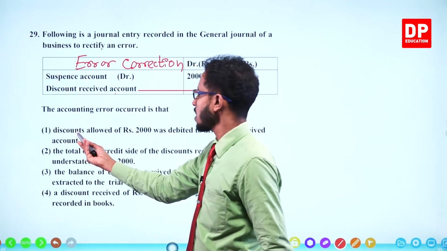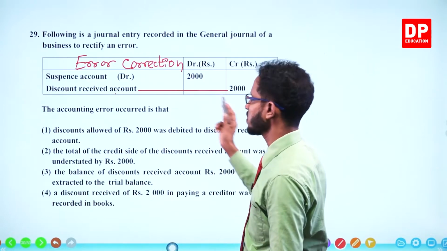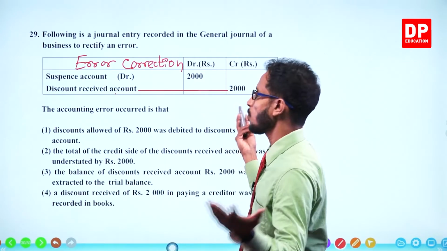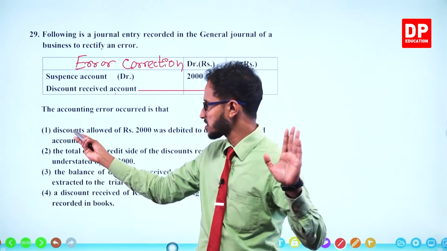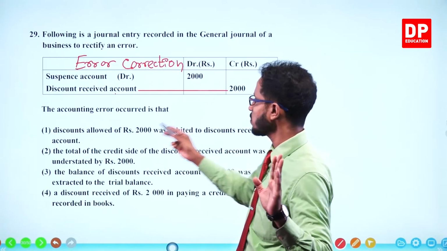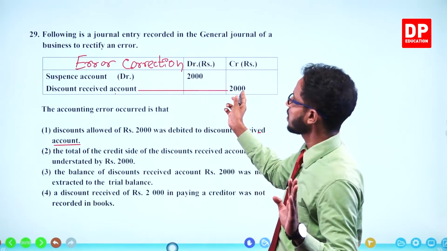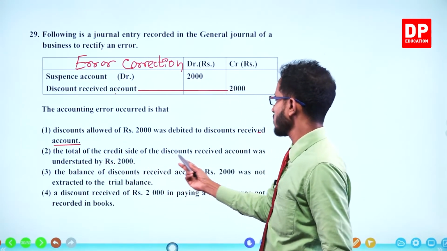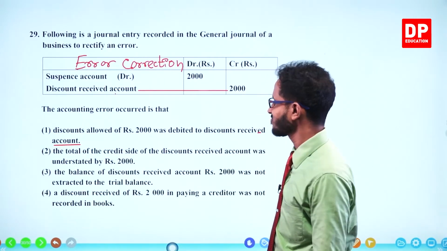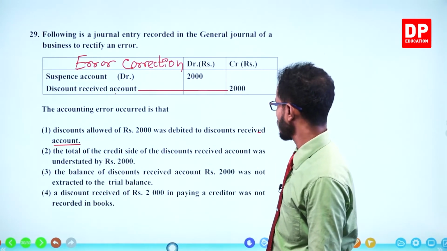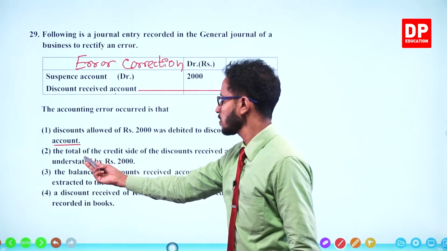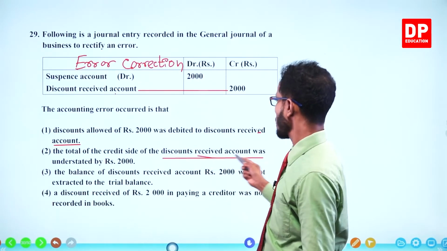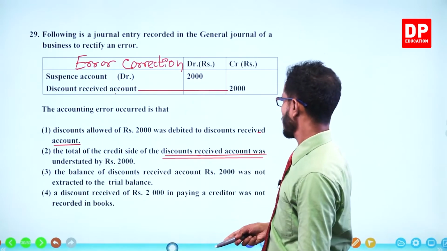So the error: discounts allowed 2000 was debited to the discount received account. If the discounts allowed 2000 was debited to the discount received account, it should be credited, and discount allowed should be debited. Total of the credit side of the discount received account was understated.